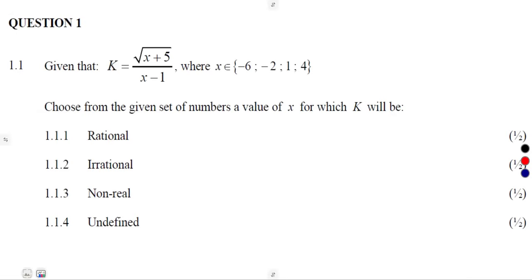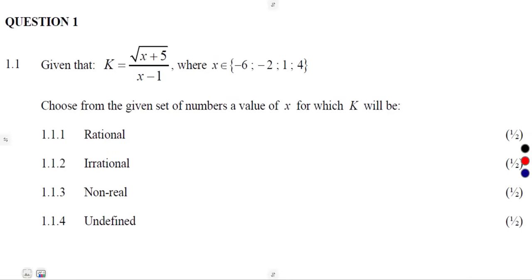There we are given the k expression, which is given as a fraction, where x is an element of {-6, -2, 1, 4}. These are the values representing the x that we have here. Choose from the given set of numbers a value of x for which k will be one of these.